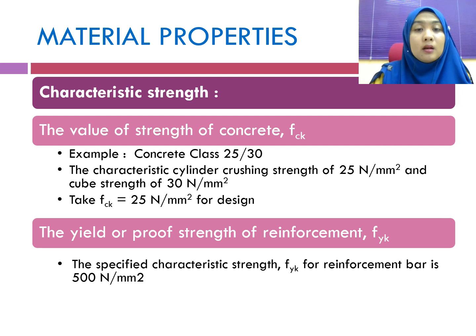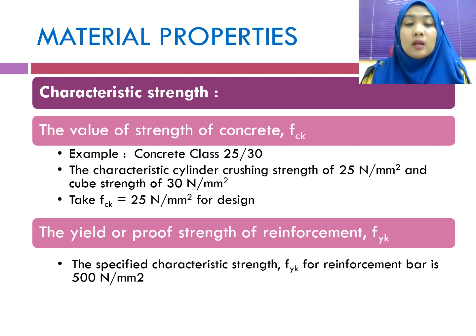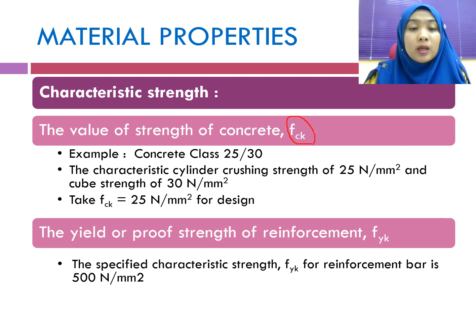Okay, so for material properties, the characteristic strength for concrete, the value of strength of concrete, is denoted as FCK. For example, let's say we have concrete class 25/30. It means that the characteristic cylinder crushing strength is 25 and the cube strength is 30. However, for design, we take the cylinder crushing strength. It means that for design, we are going to use FCK equals 25 for concrete class 25/30.